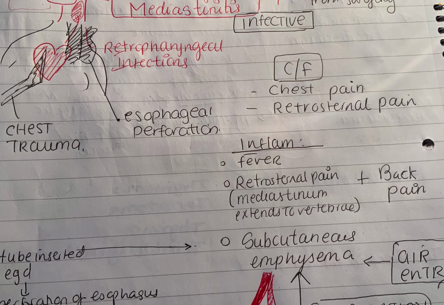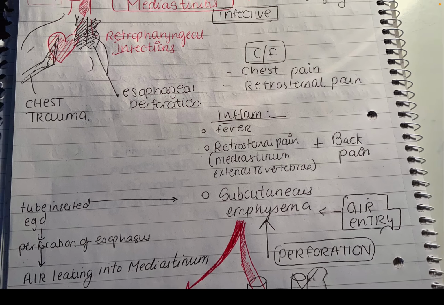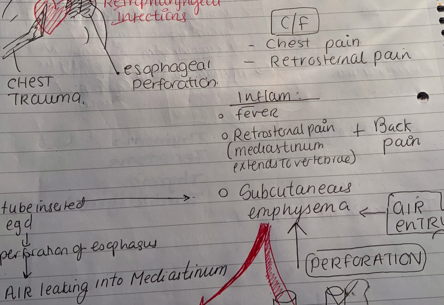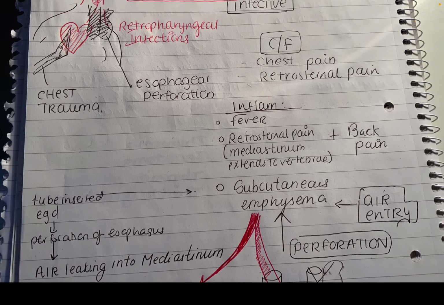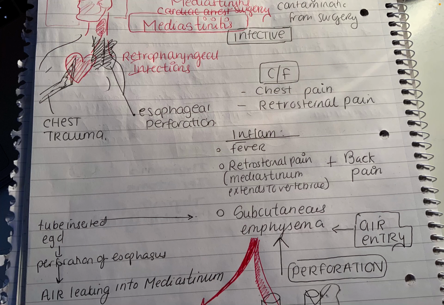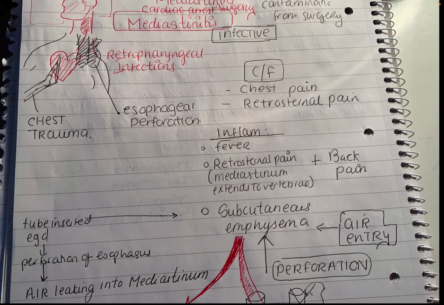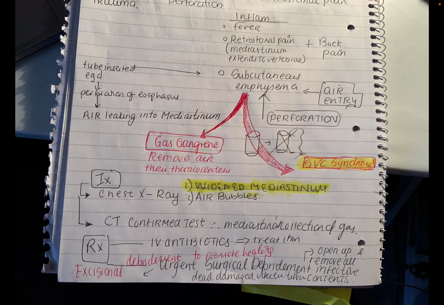The clinical features of mediastinitis include not just any chest pain, but chest pain that's also accompanied by retrosternal pain, because the vertebrae are in close connection to where the posterior mediastinum is. So they're going to have back pain. The clinical features include fever, retrosternal pain, back pain. Now, the additional sign that people don't talk about is that mediastinitis is always accompanied by subcutaneous emphysema.